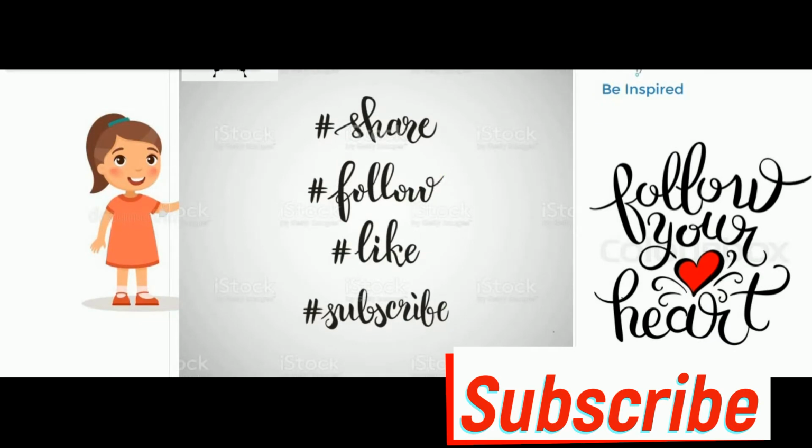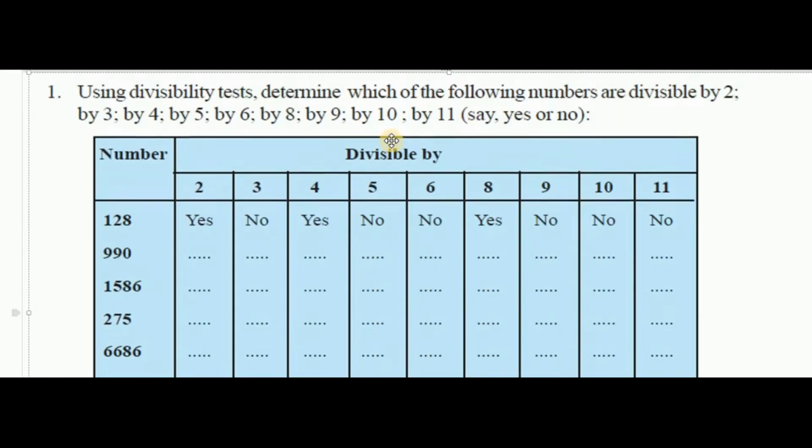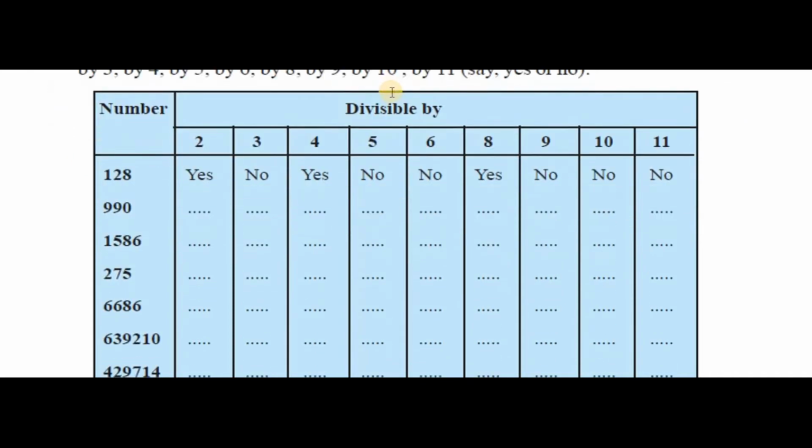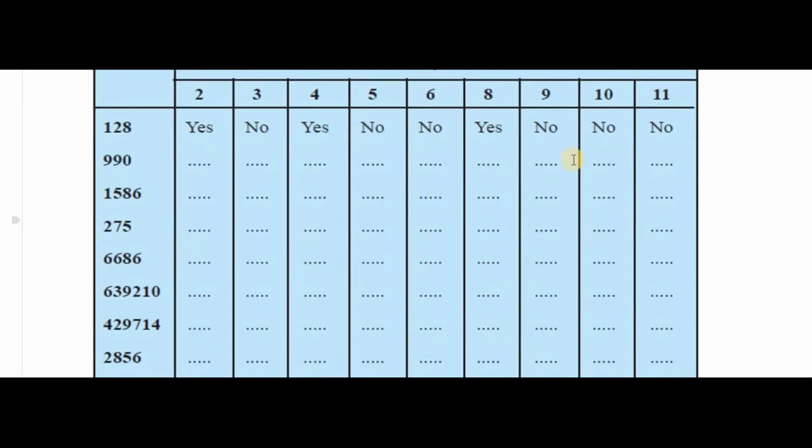So without getting late, let's get started. We are solving exercise 3.3, and the question is: using divisibility test, determine which of the following numbers are divisible by 2, 3, 4, 5, 6, 8, 9, 10, 11. I think we learned all these rules just now in the previous classes, right? So first we will check this. He has already given this for you and completed it for you. Now we will solve this with easy numbers, right?